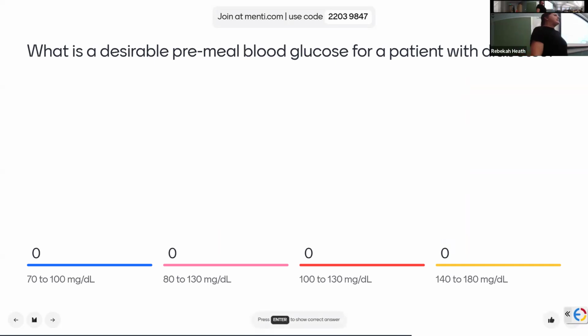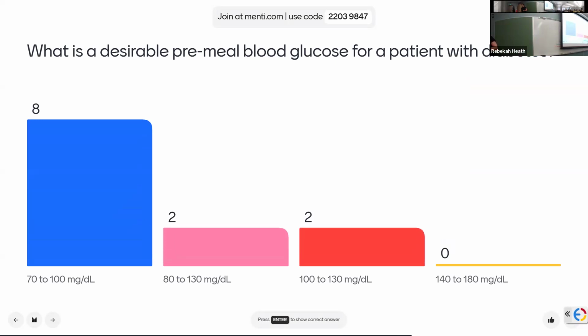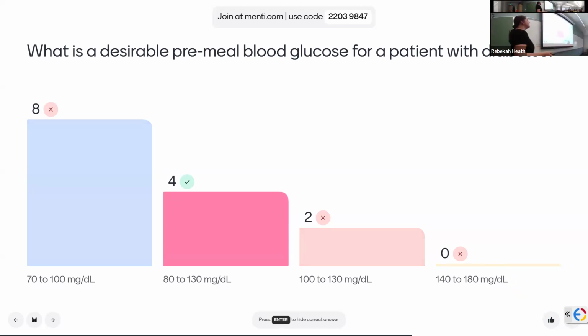When we talk about a pre-meal blood glucose, what's a desirable number? All right, 80 to 130. So we give a little bit higher because they have diabetes, and it's not fasting glucose either. It's just saying before the next meal. That's where we kind of want them to be.